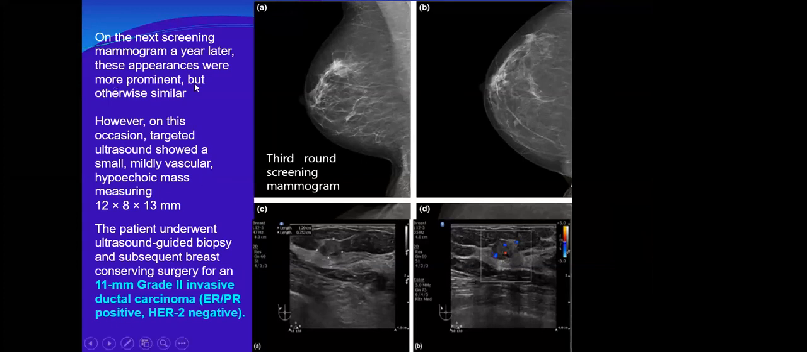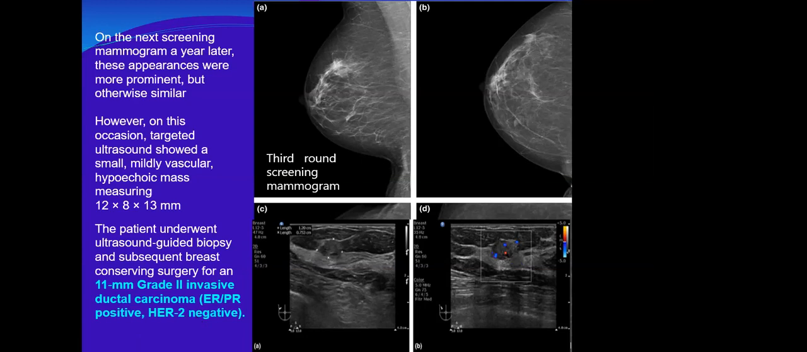On the next screening mammogram, one year later, it represents more prominent, but otherwise similar. As we mentioned, it is still a focal asymmetry, but more prominent. However, on this occasion, targeted ultrasound shows a small, mildly vascular hypoechoic mass measuring about 1.3 by 1.2 by 0.8 centimeters, and the patient underwent ultrasound-guided biopsy. The result was grade 2 invasive ductal carcinoma.